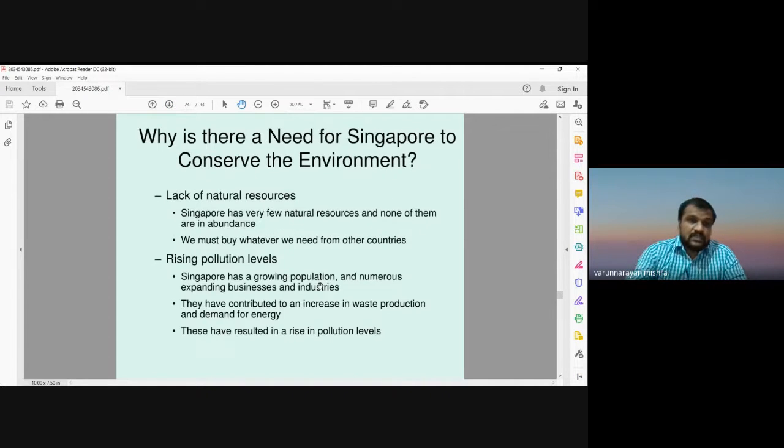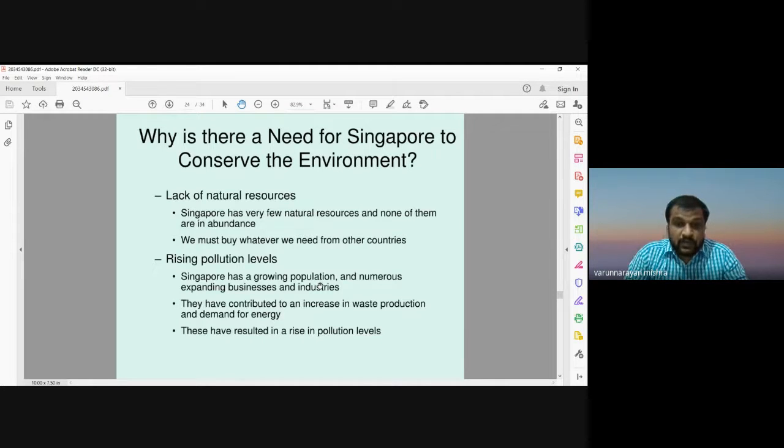First, what is the need for Singapore to conserve the environment? Definitely, because before this environmental conservation, there was a lack of natural resources. Singapore has very few natural resources, and none of them are in abundance. For that they need to buy whatever they need from other countries. A rising population level is also a problem, so we need to work on environmental conservation.